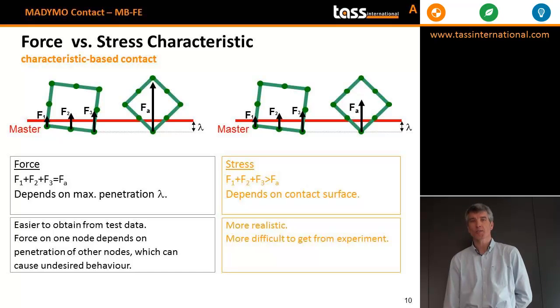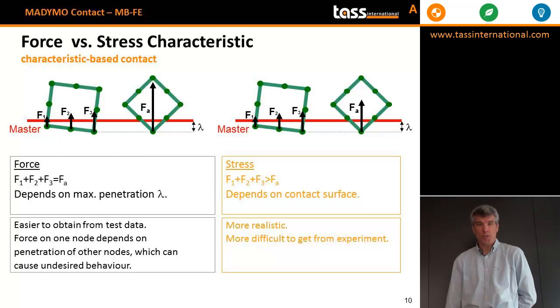However, with stress-based contacts, as you can see at the right, the sum of F1, F2 and F3 will be larger than if there's only just one node penetrating, because the penetrating area of the most right cube is less. Obviously, this is much more realistic, but converting this from a test or from scratch from simulations is a less trivial situation. For that reason, force-based characteristics are generally used.